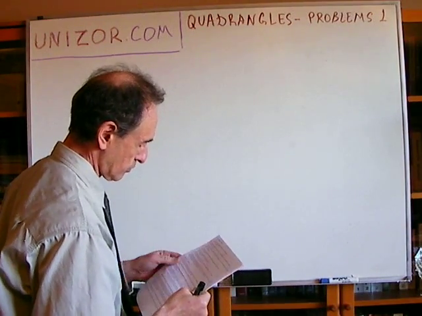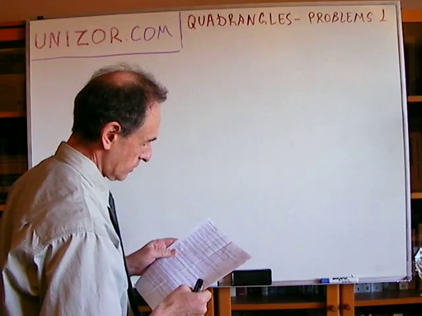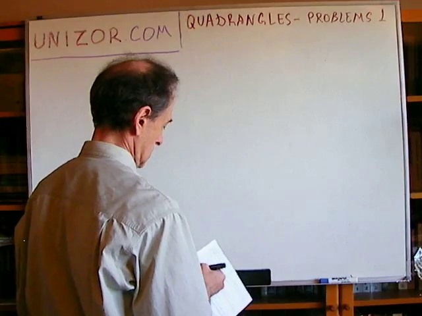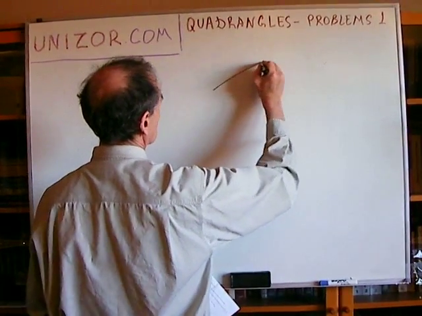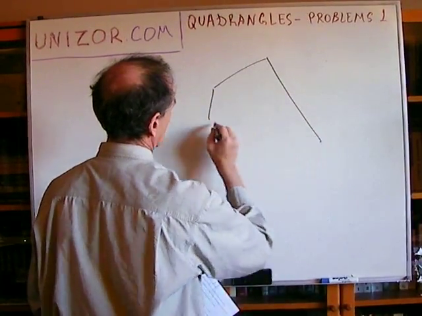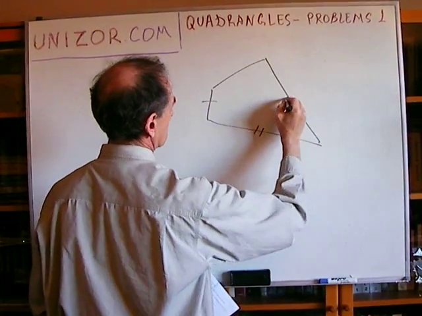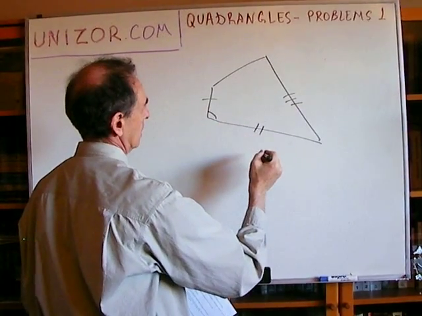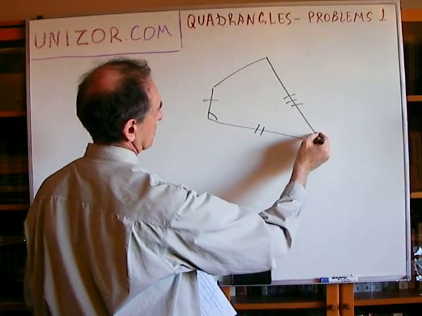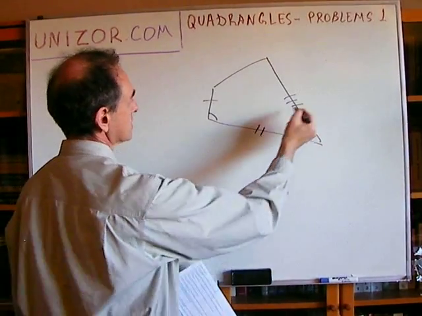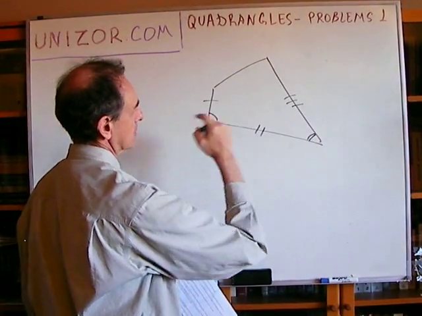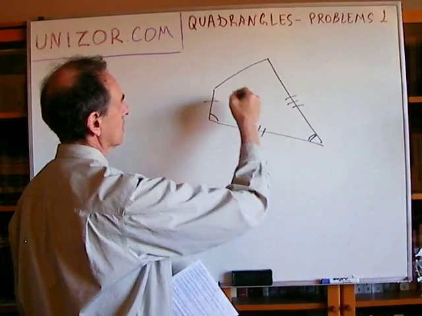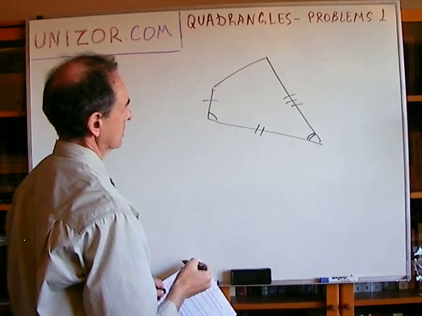Construct a quadrangle by three sides and two interior angles adjacent to one of the known sides. Okay, so we have a quadrangle. We know three sides and two interior angles. Let's say this. One of the sides is known. Another angle can be made either between the known sides or one of the unknown sides.